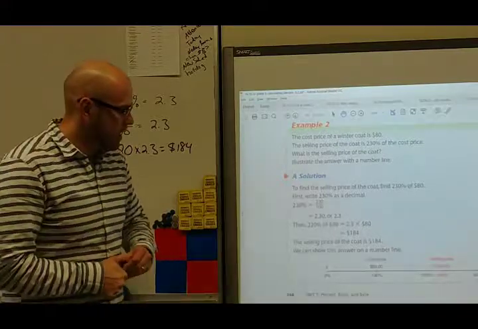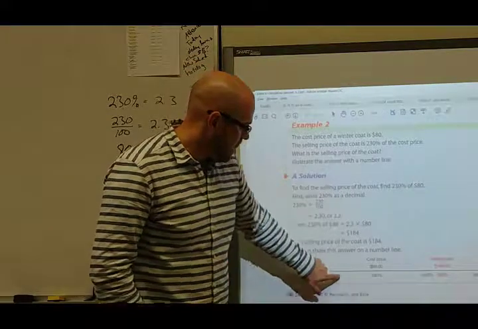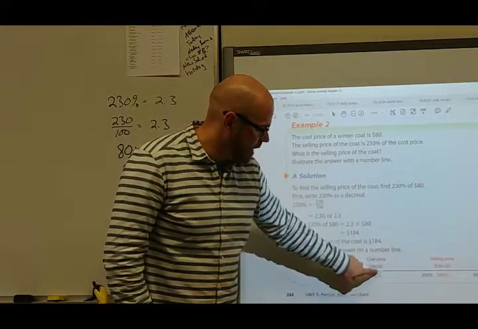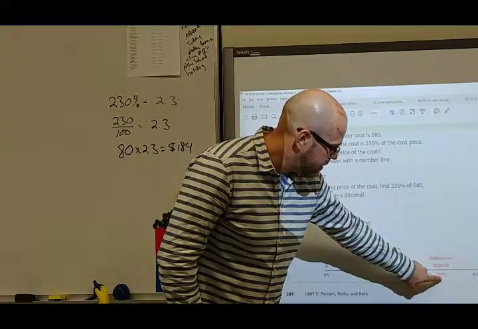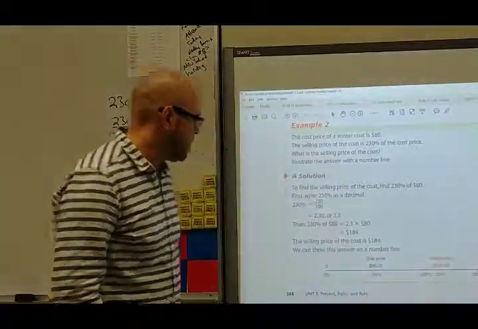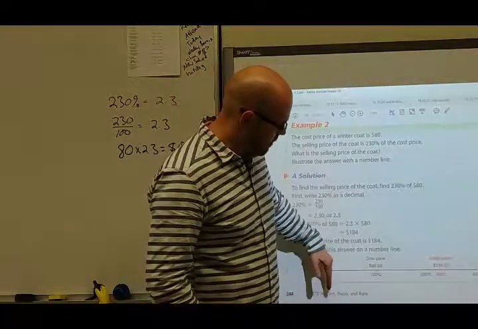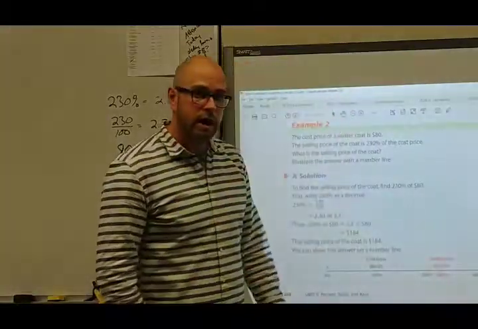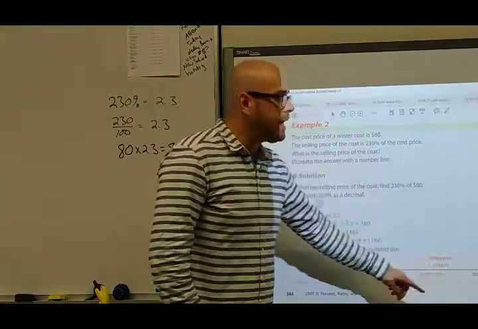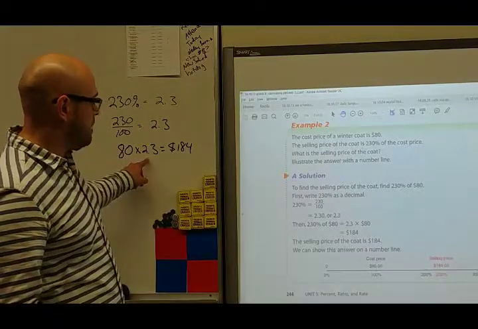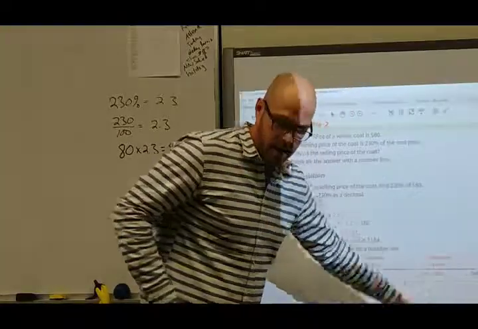Now, once again, it shows you in the number line, and you can look at this in your book. It shows that 100% of the price of the coat is $80, and 230% of the coat is $184. And here's the math of how we figured that out. Now, how did we make the number line? Well, we just had a number line that was 0 to 300%. And we knew that 230 would be past the 100, past the 200, and about here. And our math told us that 80 times 2.3, or 230%, equals $184.